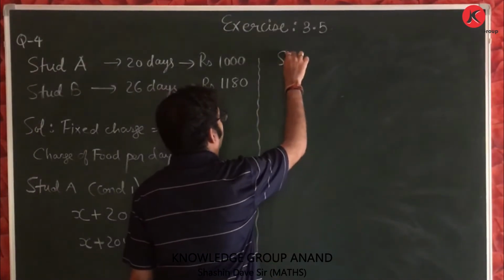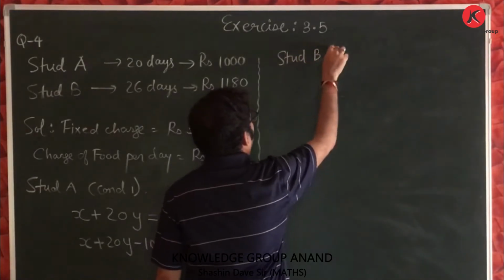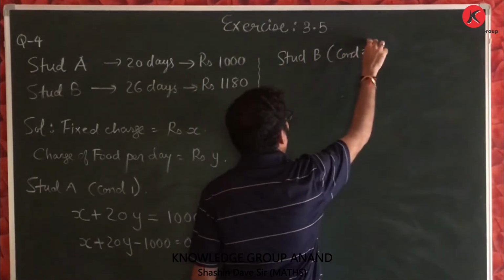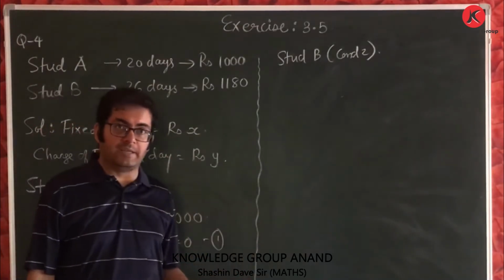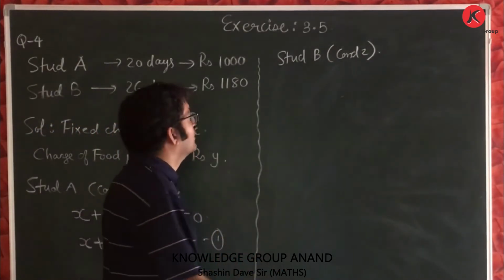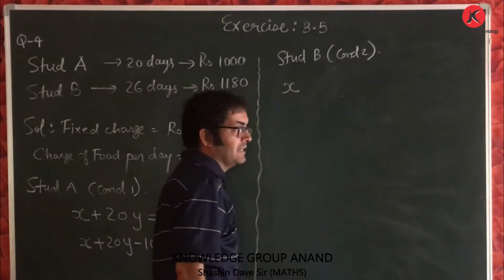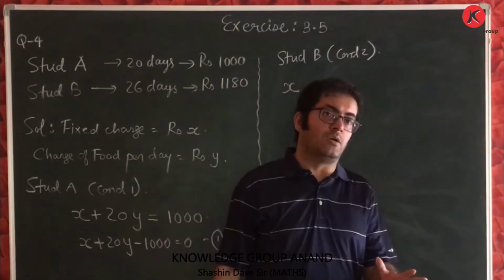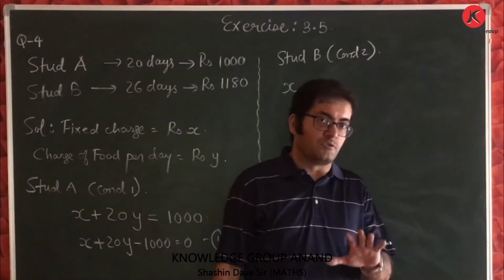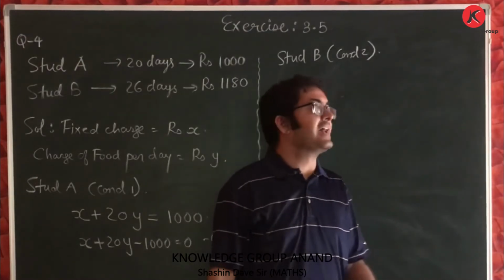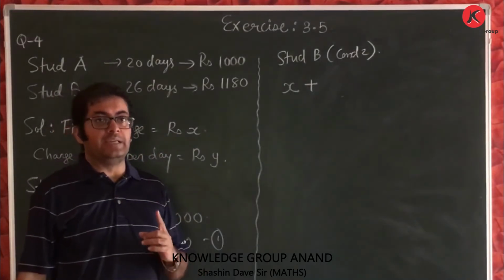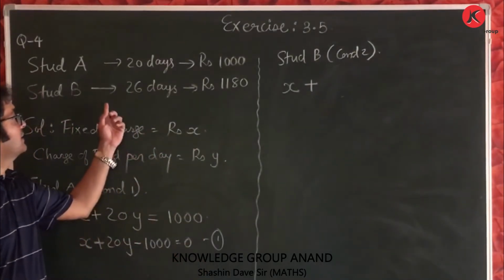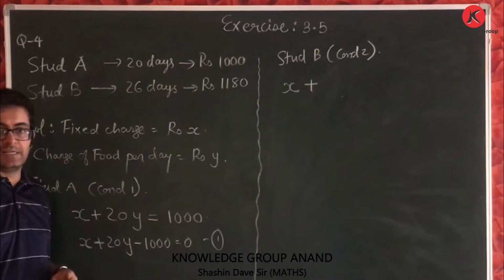Similarly, for student B, condition number 2. Okay. Now student B is also living in that hostel, so he has to pay that fixed charge. Again, the fixed charge is rupees x. That does not depend on how many days he is taking the food. Fixed charge is the same, that is rupees x. Plus, now student B is taking food for how many days? He is taking food for 26 days.